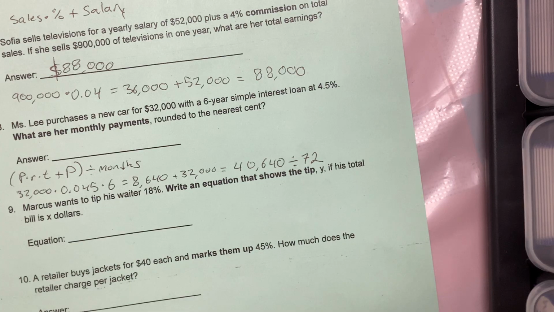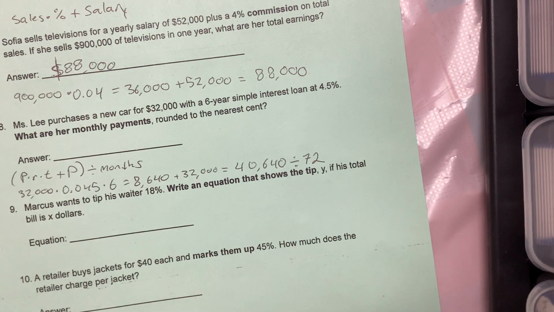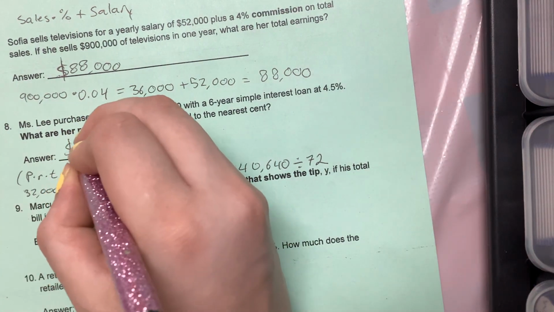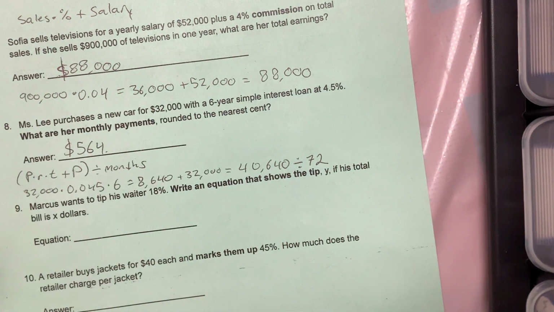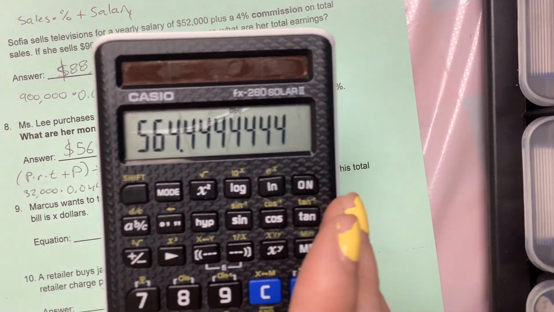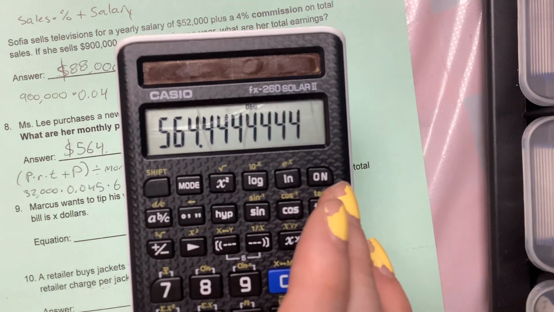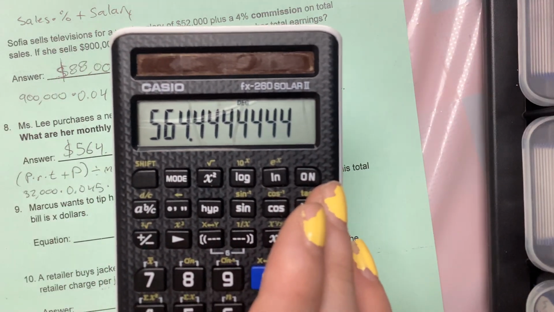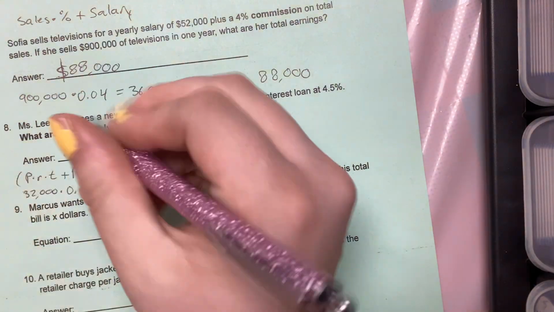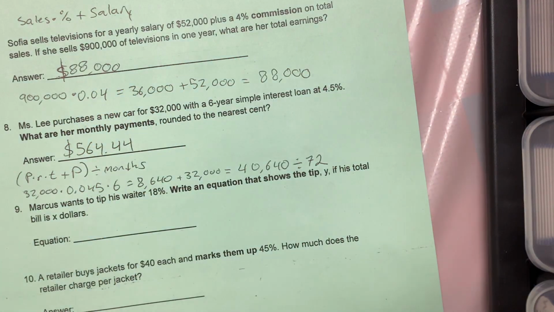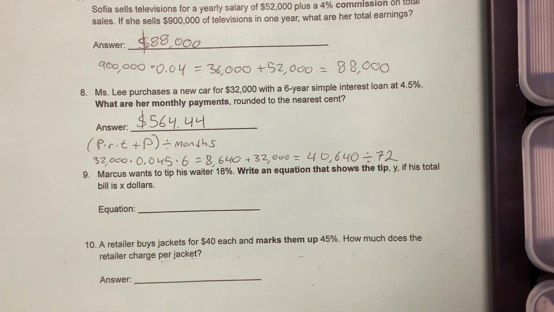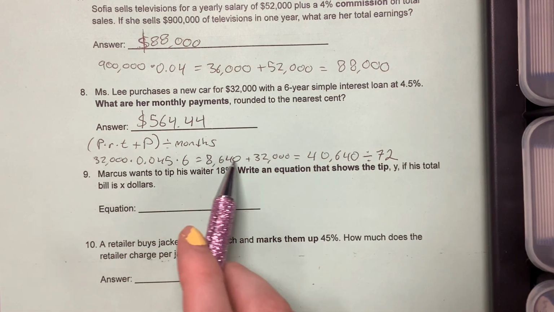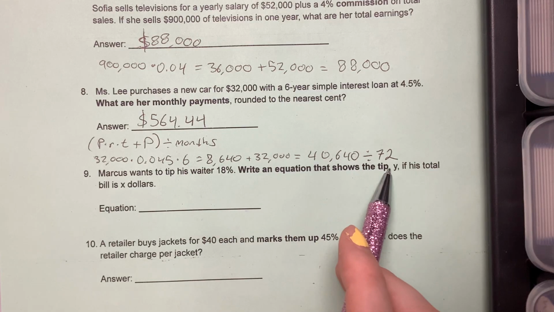Okay, on your calculator, you get 564 point 4444444. Okay, we're dealing with money. We need to round to the nearest cent, so that means 2 places past the decimal point. It's called our hundredth spot. $564.44. Okay, P times R times T plus P, divided by months.